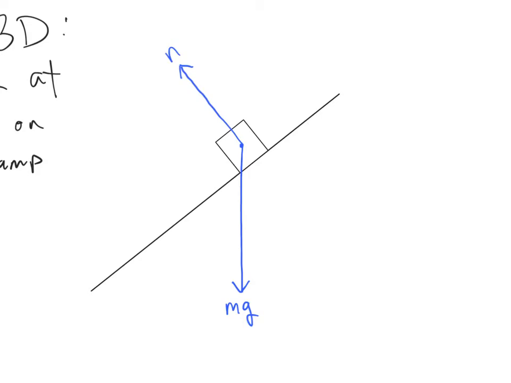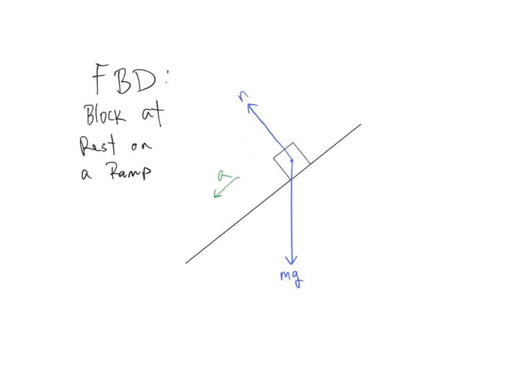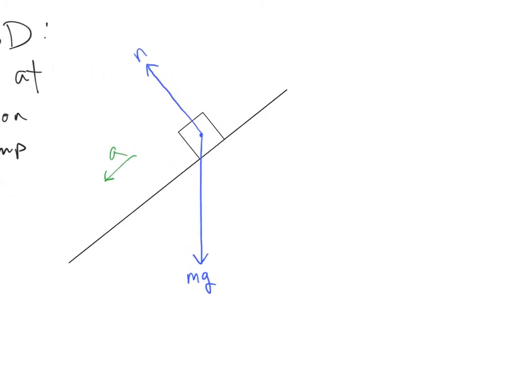Now, you might ask yourself, is that it? I've got the surface pushing on the block, I've got gravity pulling it down. I hope it's clear to you here that if this were the end of the story, this object would in fact be accelerating, and the acceleration would be down the ramp. And since in this situation, we were told it's at rest, that means the acceleration is 0. So this can't be the end of the picture.